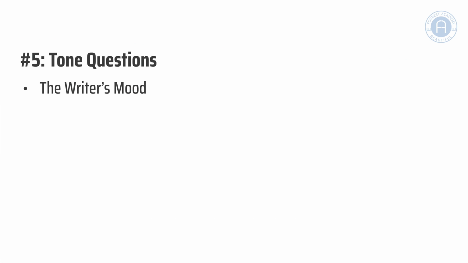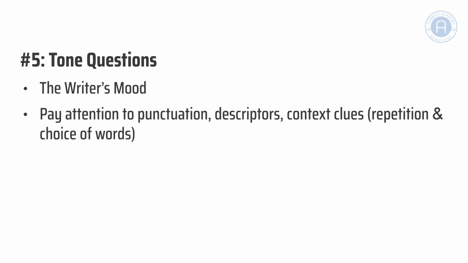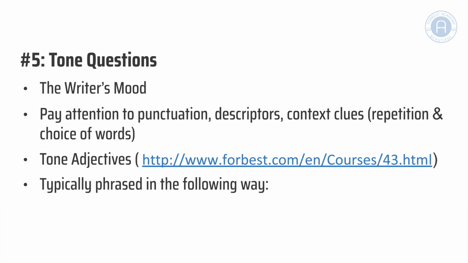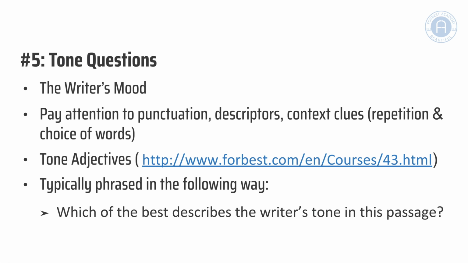Number 5. Tone questions. It is important to identify the mood the writer is trying to evoke. We need to pay attention to punctuation, descriptors, context clues such as repetition and choice of words to successfully identify the mood of the writer, which may vary from sarcastic and enraged to joyous and excited. You can find a comprehensive list of adjectives that are commonly used for describing various tones on our website by simply clicking on the link provided below. Tone questions are typically phrased in the following way. Which of the following best describes the writer's tone in this passage?